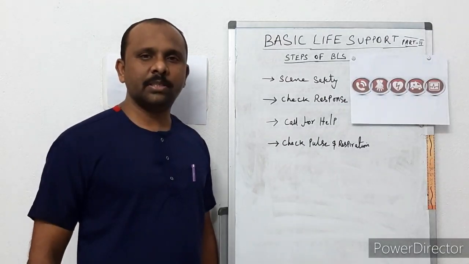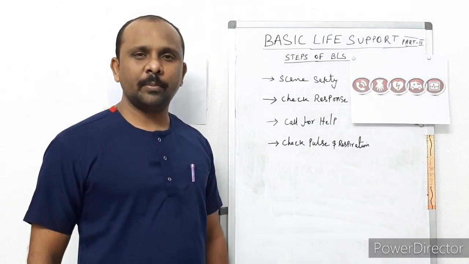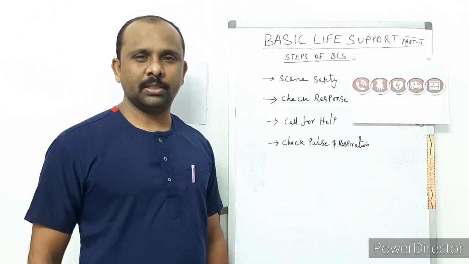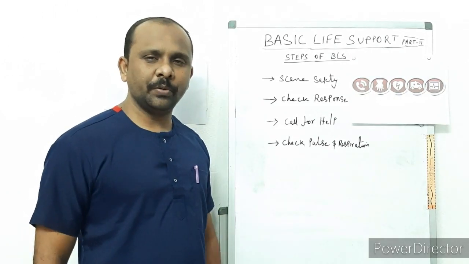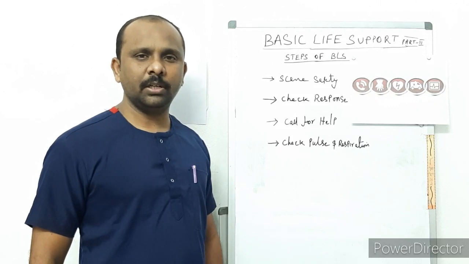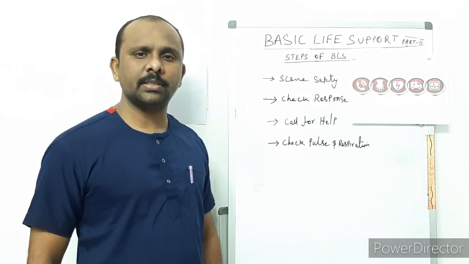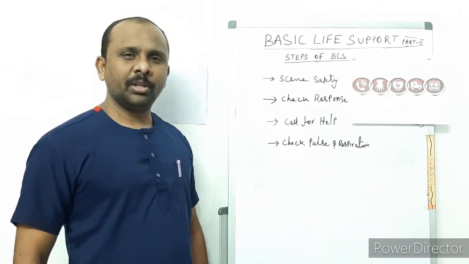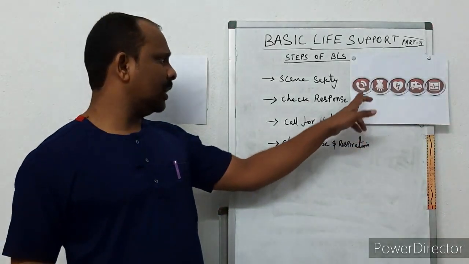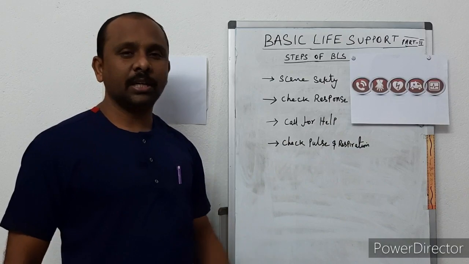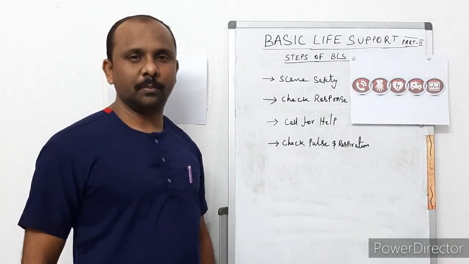Dear students, friends and colleagues, today our academic topic is Steps of BLS, which is part 2 of basic life support. In the previous video, we saw the chain of survival, in-hospital and out-of-hospital cardiac arrest chain of survival. In this, first we will see the out-of-hospital cardiac arrest chain of survival. The first step is to recognize the problem early and activate help, right?